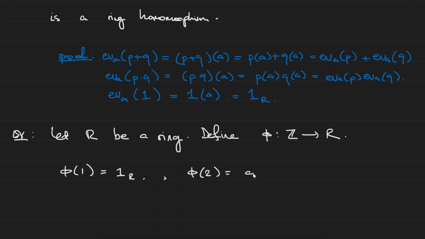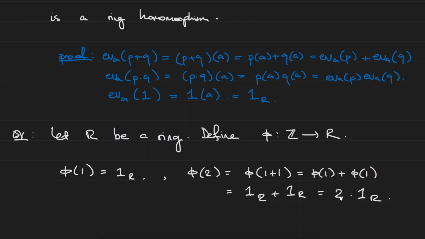So what would phi of 2 be equal to then? Well, it has to be equal to phi of 1 plus 1, but assuming phi is a ring homomorphism, we can split this up as phi of 1 plus phi of 1. But that's exactly 1 in the ring plus another 1 in the ring, which is just 2 times this ring element 1. Just be careful, like I mentioned in the polynomials video, this is not the multiplication in R, this stands for repeated addition.